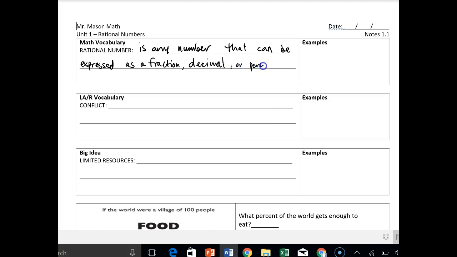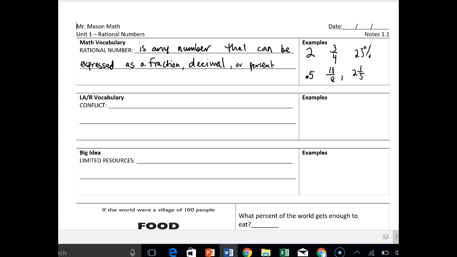Some examples of rational numbers include something like the number 2, 3/4 is a rational number because that's a fraction, 25% because that's a percent, 0.5, right? The improper fraction of 18 over 8, and even the mixed number of 2 and 1/5. Those are all examples of rational numbers.